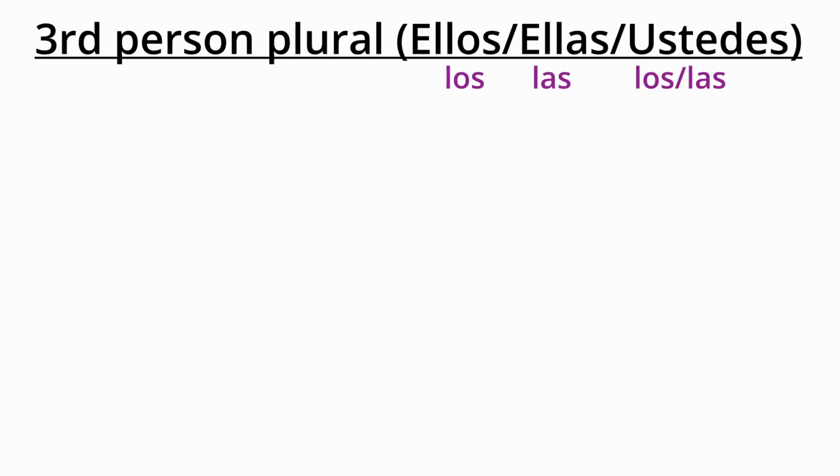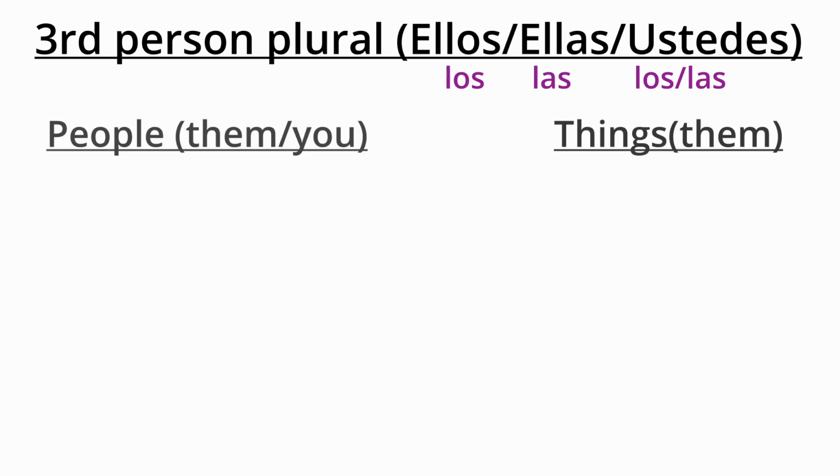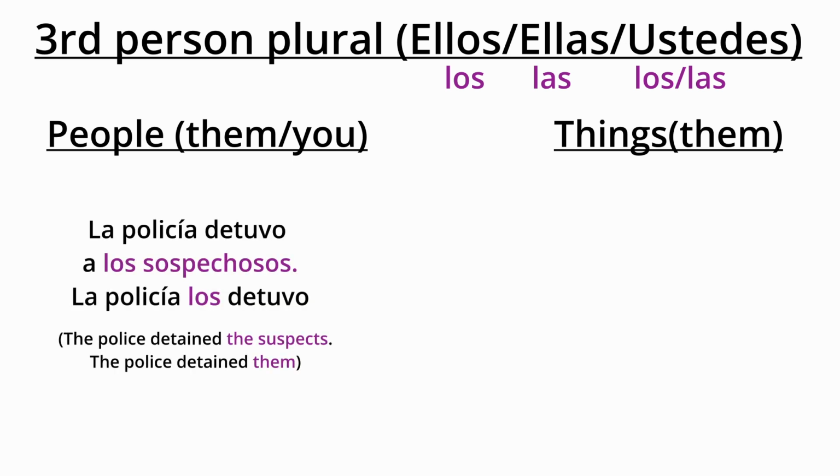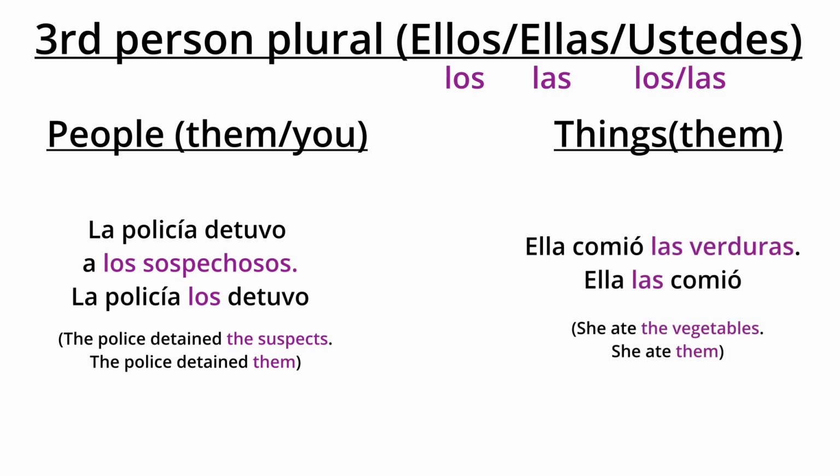Now let's discuss the third person plural. Luckily, if you understand how lo and la work, it will be a cakewalk for you. Because los and las work just like lo and la, meaning that not only are they used to replace people like ellos, ellas and ustedes, but also for masculine and feminine things that are plural.